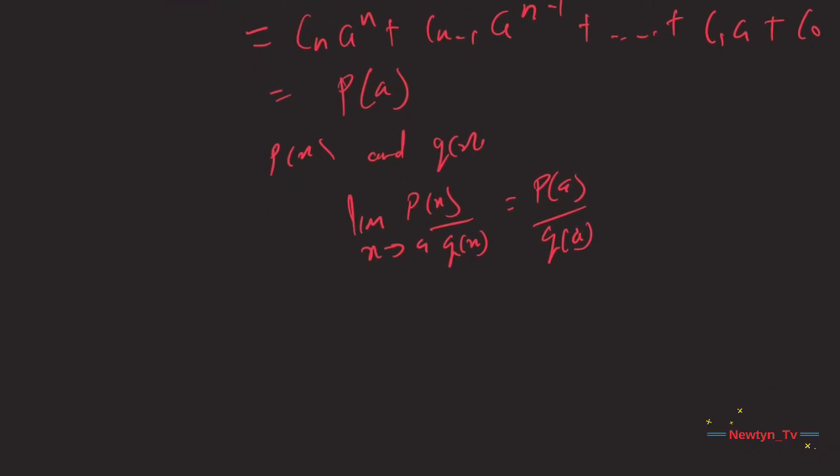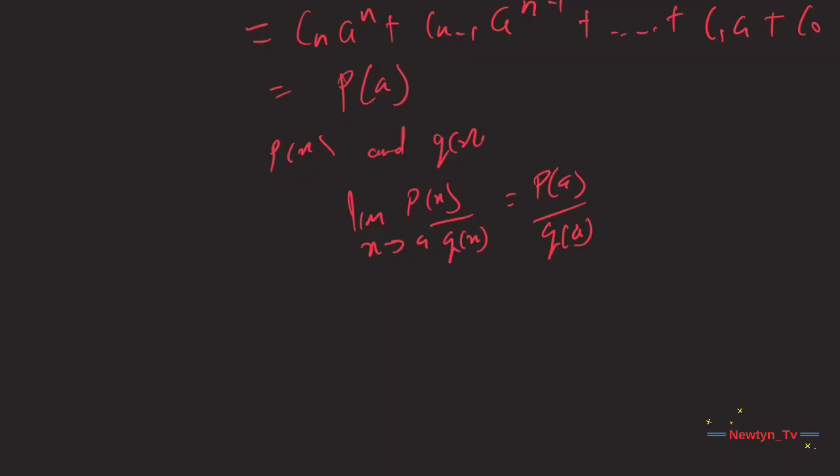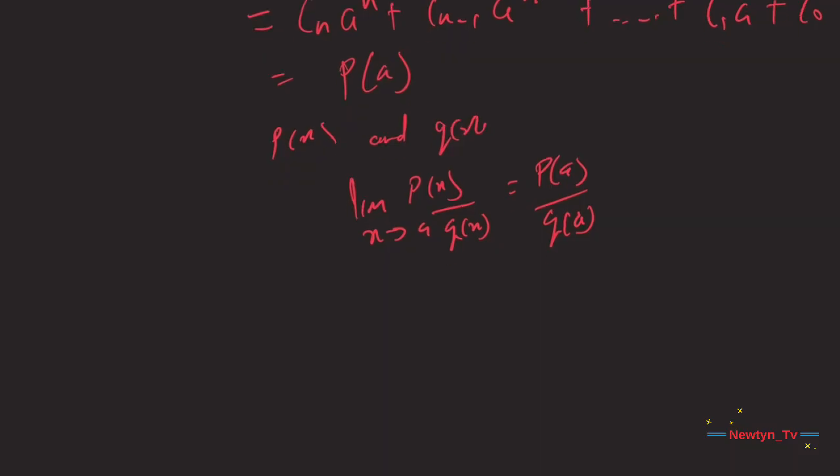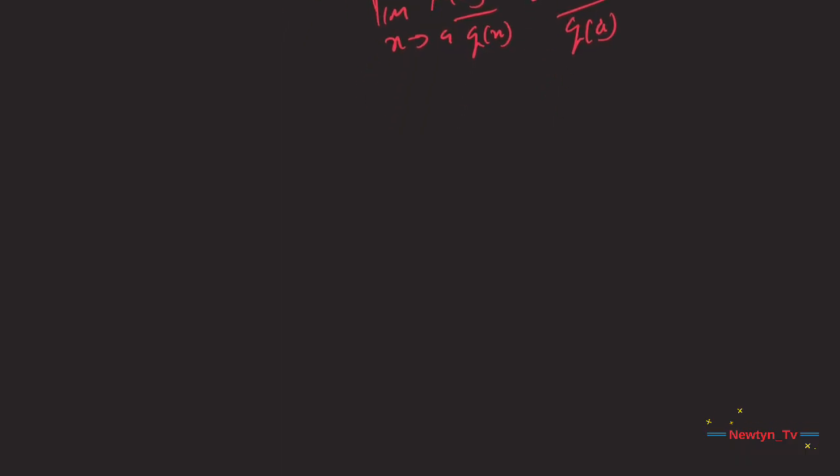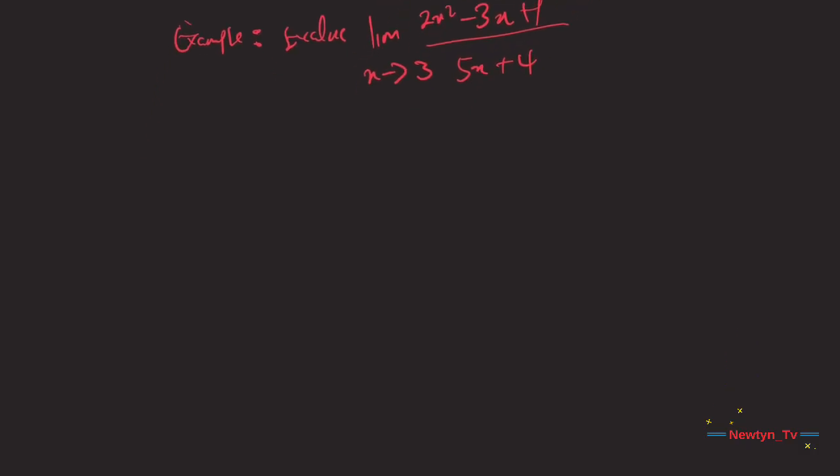Let's look at an example that applies to this theorem. Example 1: let's evaluate the limit of 2x squared minus 3x plus 1 over 5x plus 4 as x approaches 3. Let's look at how to solve this.